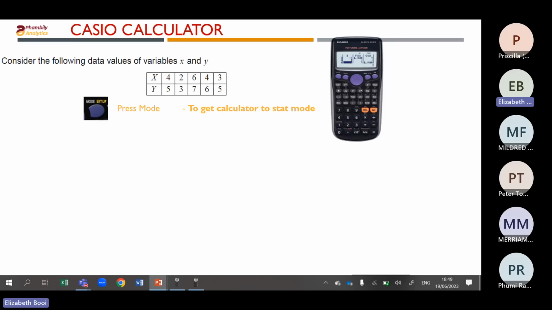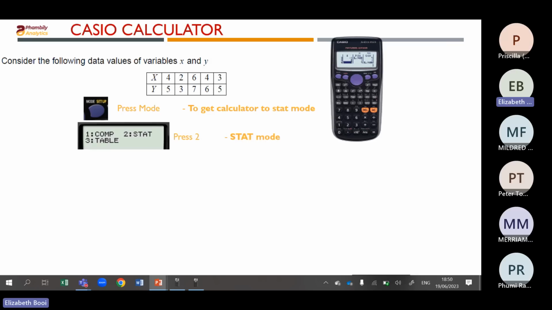So the first thing that you need to do is press the mode button to get your calculator to stat mode. If you do have a Casio calculator, you can follow along, and then you can also practice on your own as well. You will press the mode button, which is that function that is on there.